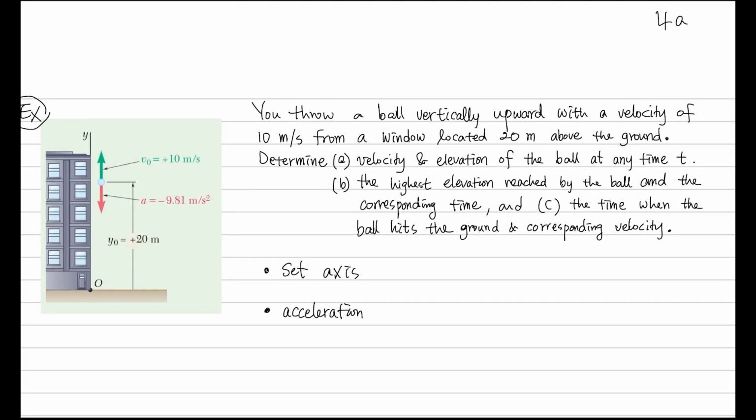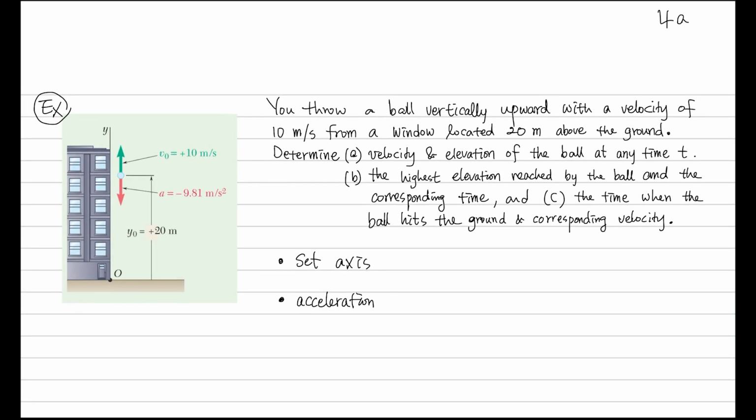Okay, let's try this next example problem here. Someone threw a ball vertically up with a velocity of 10 meters per second from a window located 20 meters above ground. So the ball was here and it was thrown in that direction, and then obviously because of gravity, it's going to fall down like that.